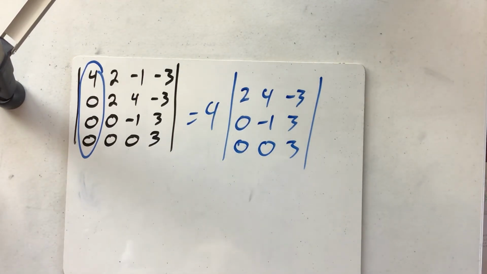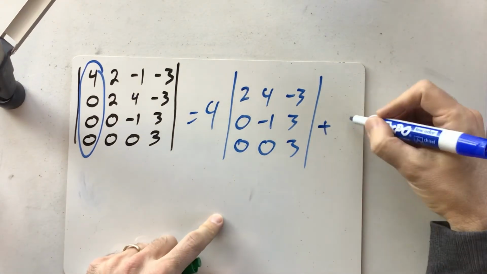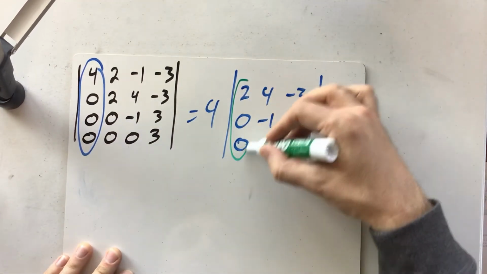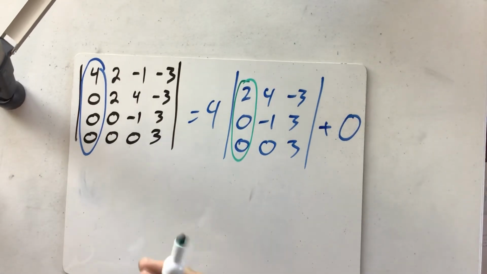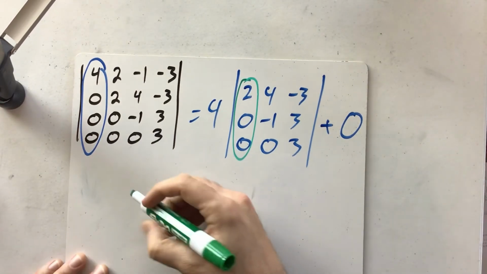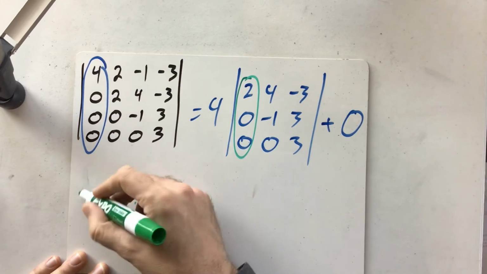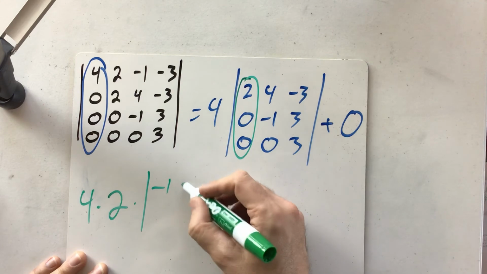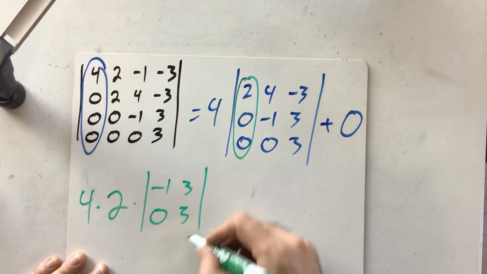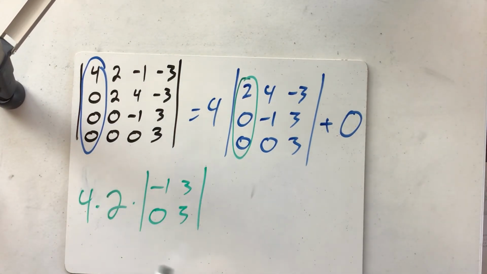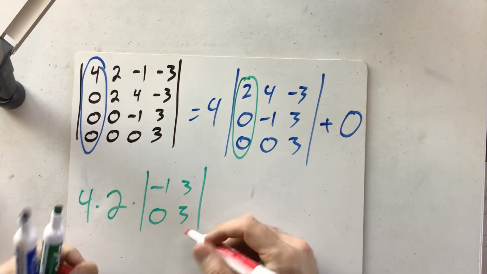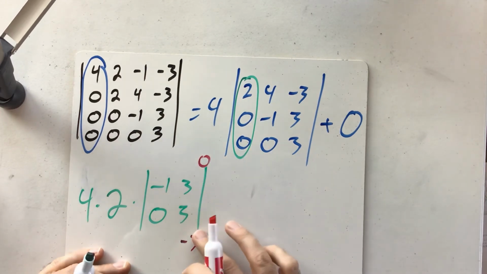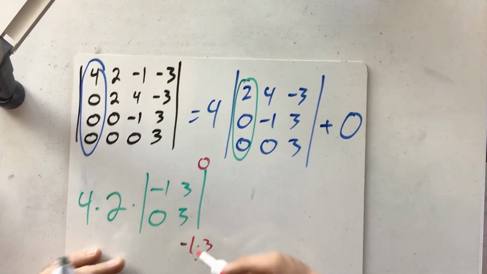And notice the rest of these are all 0. So everything else is 0 that goes onto this problem. So what I might do next is take this first column, which now gives me 2 times 4. So I've got 4 times 2 times the determinant of -1, 3, 0, 3. And now notice these two numbers end up being -3 and 0. How about -1 times 3 and 0?